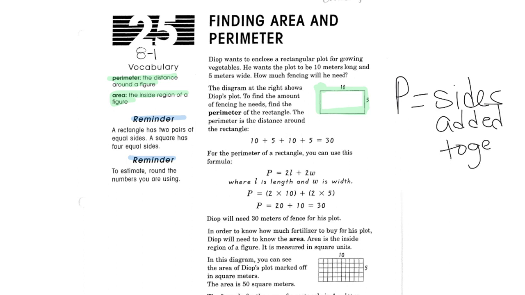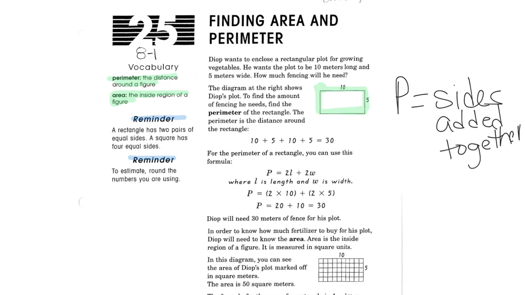So if I was to do this problem, I would have 10 plus 5 plus 10 plus 5 because there's four sides to the figure. So the formula for perimeter is sides added together. Now, if I have a four-sided figure, I have to add four sides together. If I have five sides, I have to add five sides together.